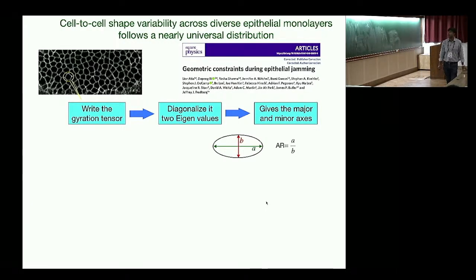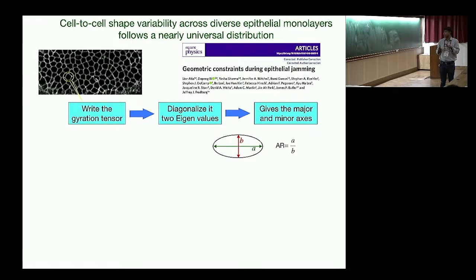They showed that cell-to-cell shape variability across diverse epithelial monolayers follows a nearly universal distribution. This is the paper that appeared in Nature Physics. What they did, they looked at the cell monolayer. For each of the cells, they wrote down the gyration tensor. And so this will be a 2 by 2 tensor.